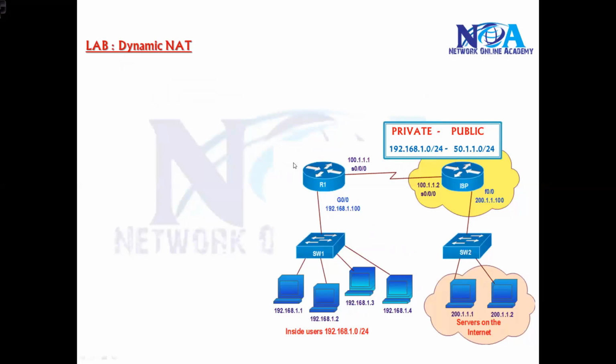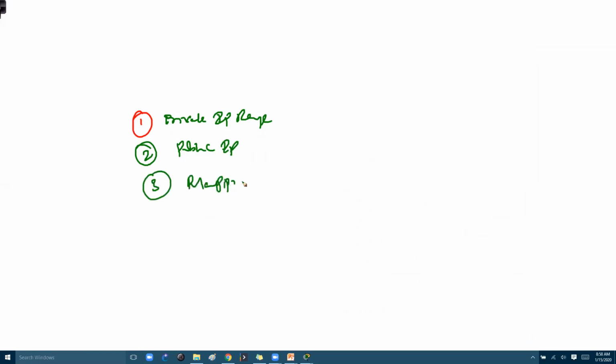Now configuration wise, the configuration goes in 3 steps. The first step, we need to define what is your private IP range. In the second step, we'll be defining what is the public IP range. And then finally, we are going to map the private IP to public IP. So it's a 3-step configuration. Let's come to the first step.